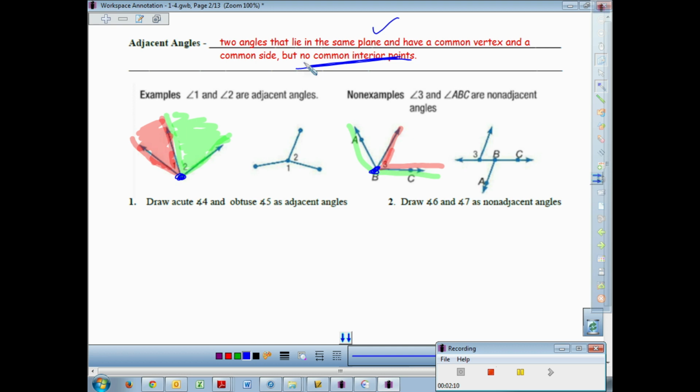Now, do they have no common interior points? Well, let's see. Let me highlight the red one first. Isn't this all the interior of the red one right there? Cool? Now let me do all the green one. Isn't that the entire green one? Did I ever have some interior of the red and the interior of the green on top of each other? These are not adjacent. Isn't that red angle completely on the inside of that green angle?